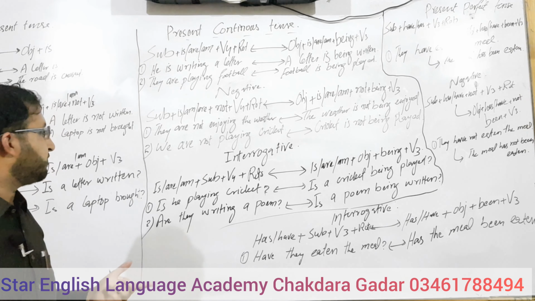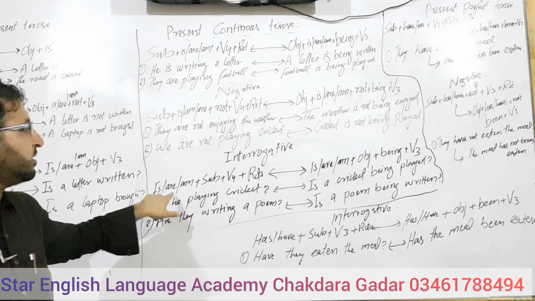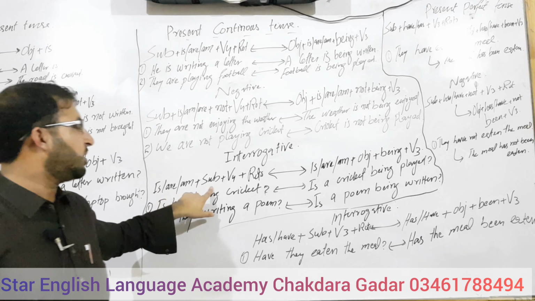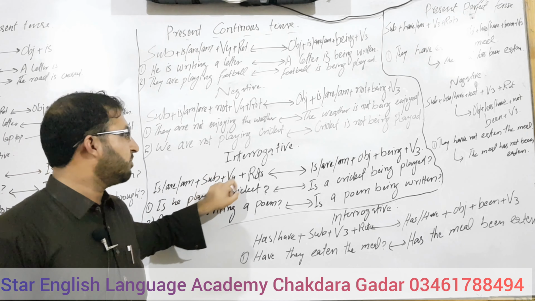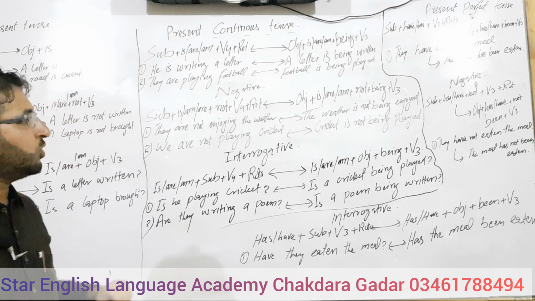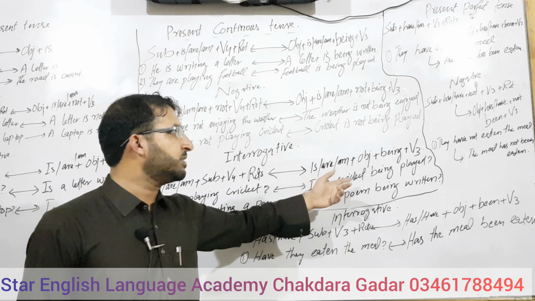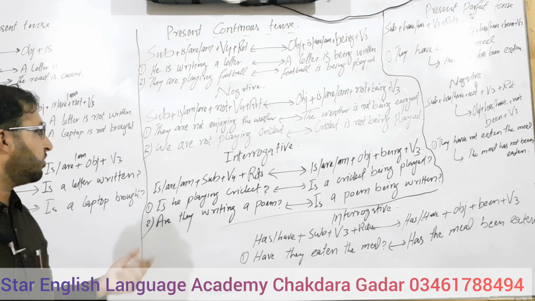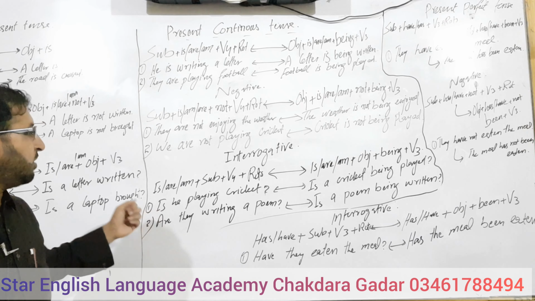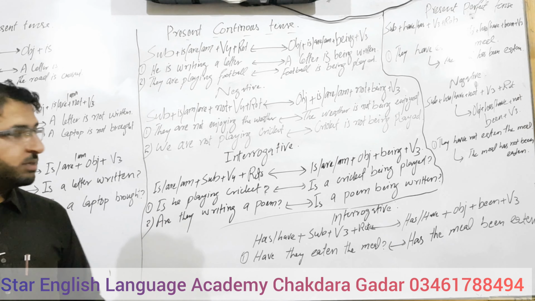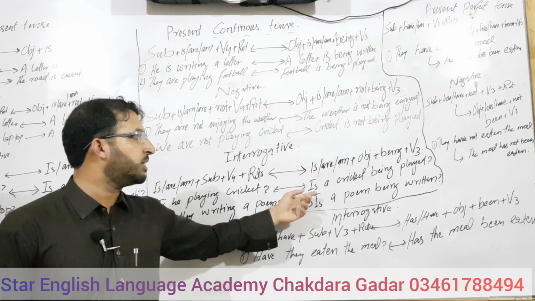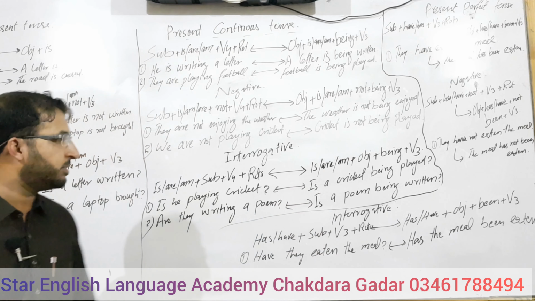Interrogative sentence. The structure is like this: is or am, be verb, subject, fourth form of the verb plus rest of the sentence. So passive structure is like this: is or am, object, being plus third form of the verb. So first example we have is he playing cricket. So its passive is like this: is a cricket being played.